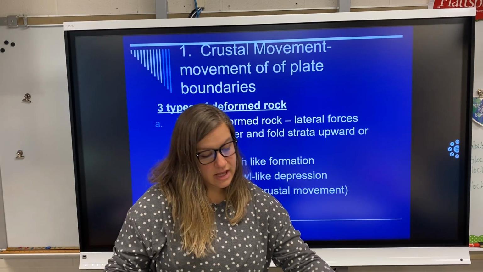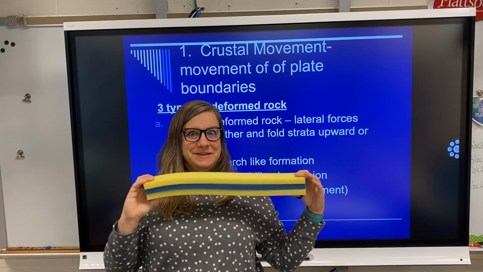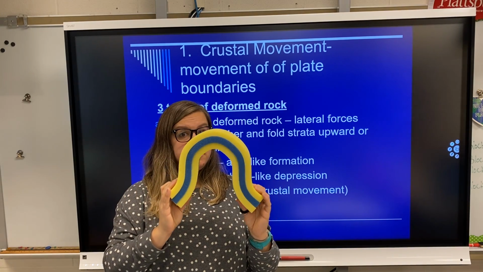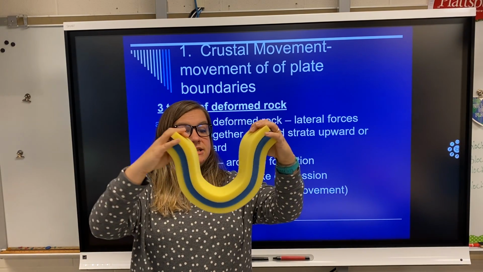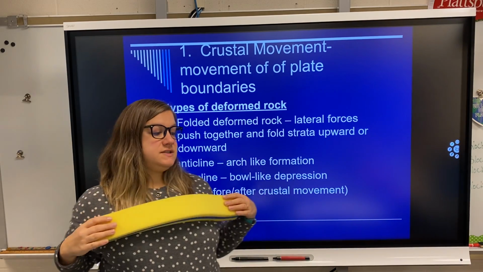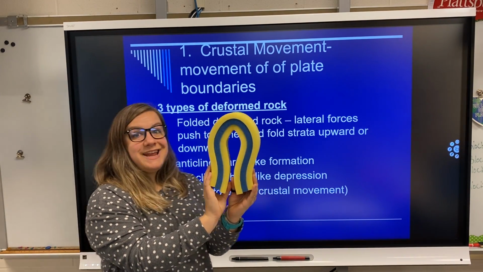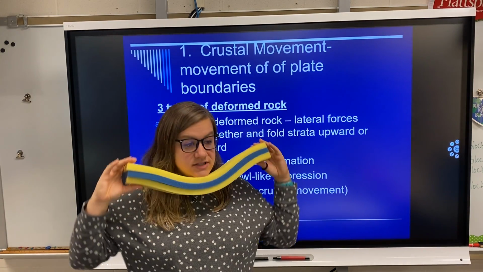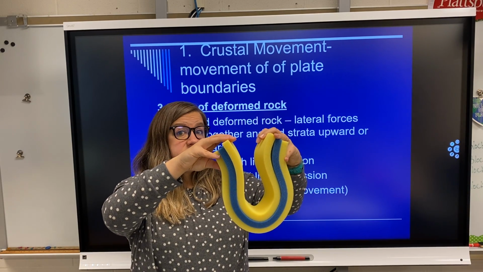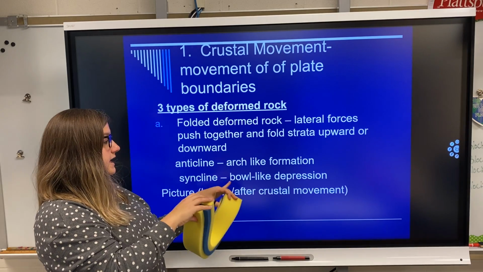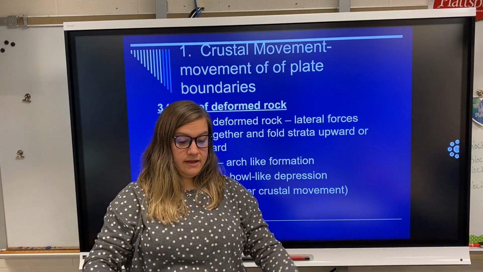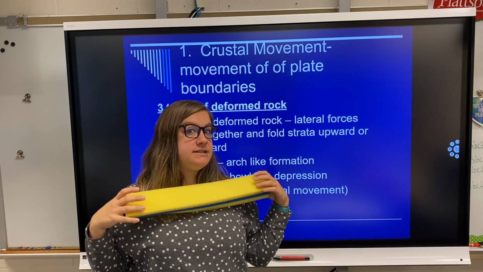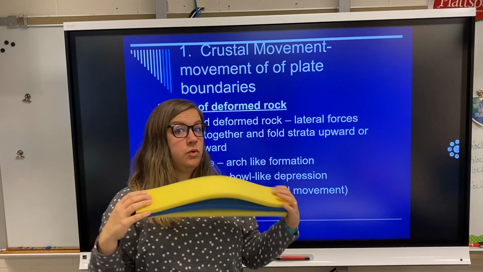So if you look at my lovely foam pieces, these are my favorite. Lateral forces that push together can either force it upwards or force it downwards, okay? When it forces it to go upwards, this is known as an anticline. This is an arch-like formation. When it goes downwards like this, this is known as a syncline. A syncline has a bowl-like depression. Anticline, syncline, got it? This is when they're pushed together and it causes folding.